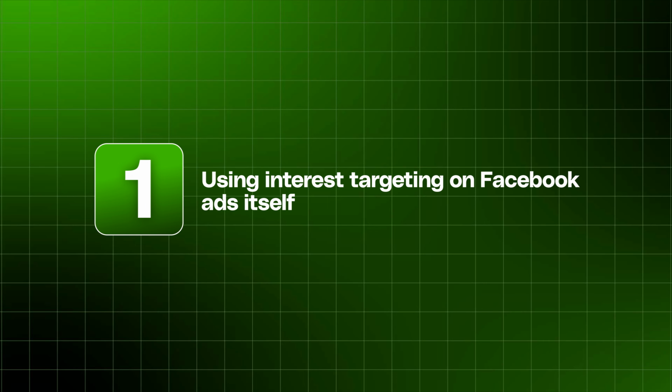So let's dive in. The first way to target your ideal client is using interest targeting on Facebook ads itself. I'm personally not a big fan of this. We used it a lot back in the day when it was still working pretty well. But now with all the privacy issues and the iOS 14 updates, etc., the power has lost a bit. The only use case that we actually use it for is when it's a brand new ad account.